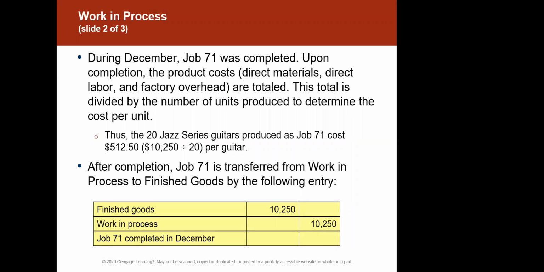So during December, job 71 was completed. The total divided by the number of units produced can give us a cost per unit. So if there were 20 Jazz Series guitars in job 71, and the total cost was $10,250, then our cost per guitar was $512.50. That's pretty high. This must be nice guitars, right?